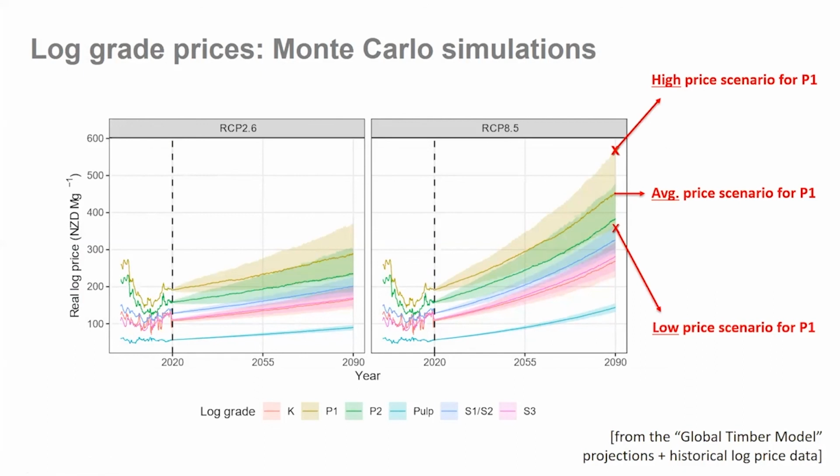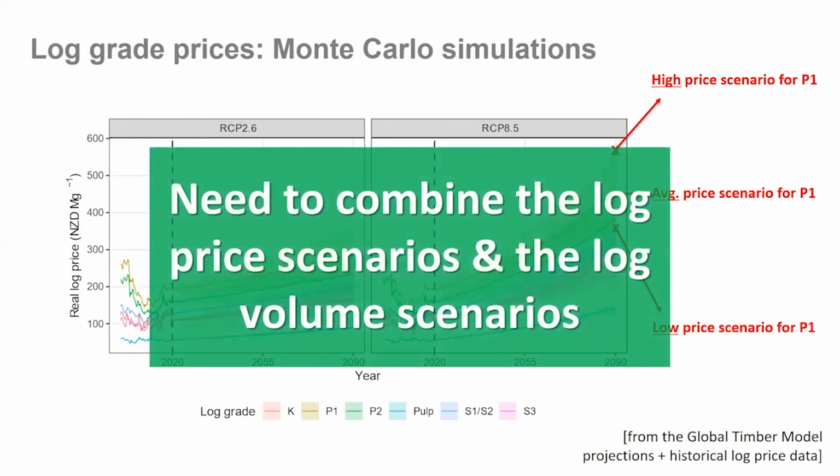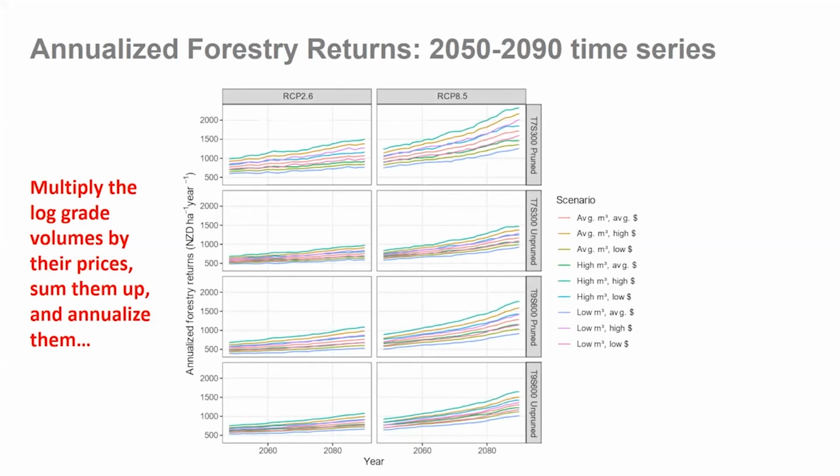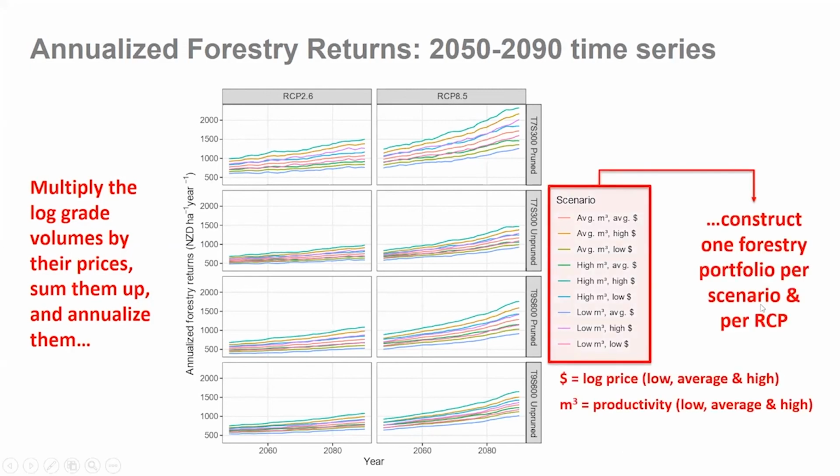Okay, all right. Now, all we need to do is to combine the log price scenarios and the log volume scenarios to create the annualized forestry returns that we're going to use in our portfolio analysis. Okay, so how do we do that? We basically multiply the log grade volumes by their prices, sum them up, and annualize them. And then we have the annualized forestry returns here. Okay, so again, we have the two different RCPs, we have our 4 different regimes, and in each panel, we have a line or a time series that corresponds to any specific scenario. Okay, we are going to construct one forestry portfolio per scenario and per RCP.